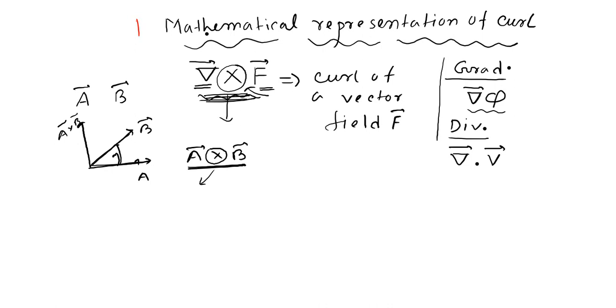Now let's take an example of a vector field. For example, this is a vector field. That means at each and every point we are considering several regions.